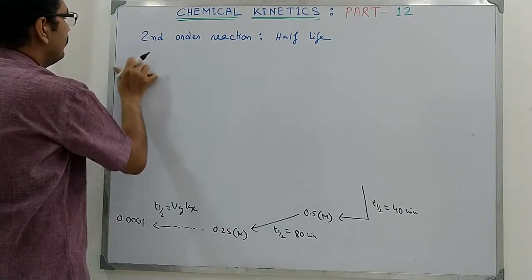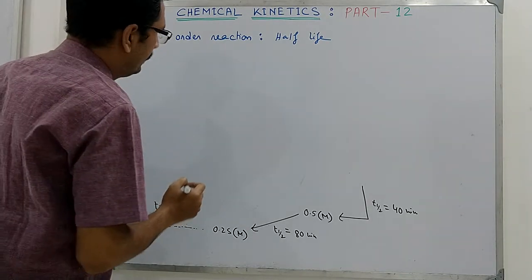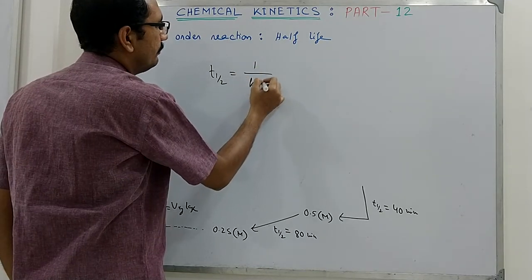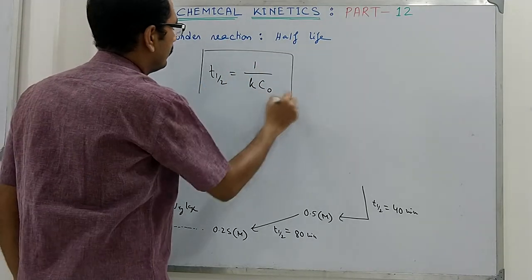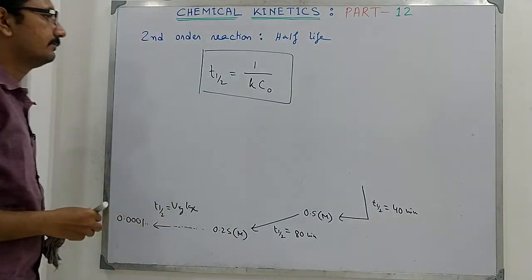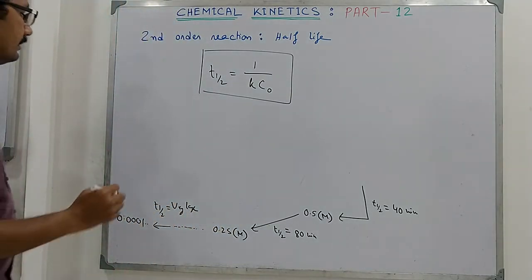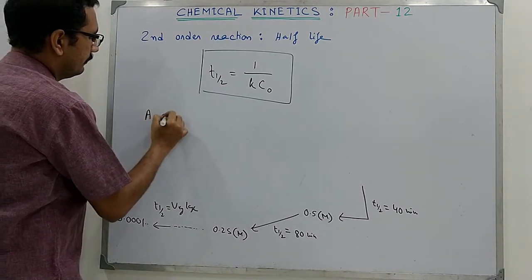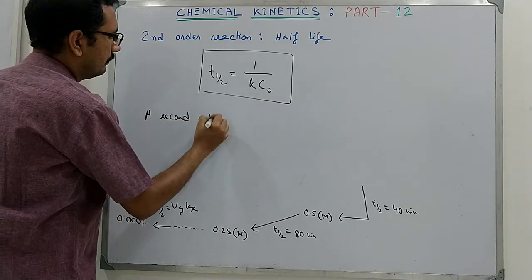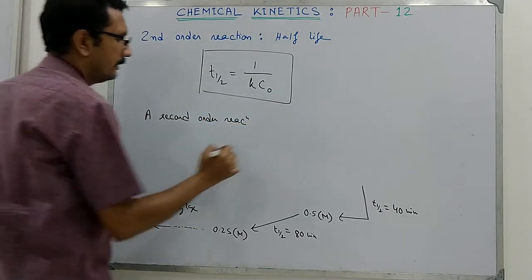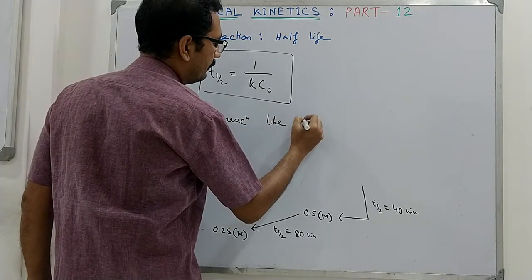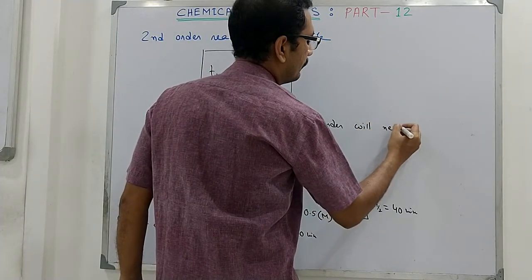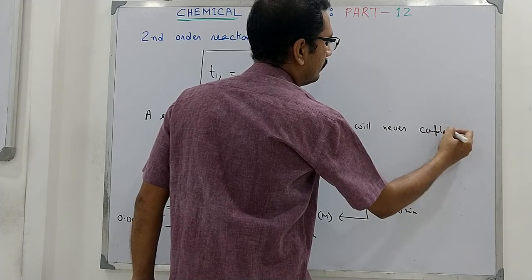And for first order, we have the half-life independent of initial concentration, but in case of second order reaction, we get the half-life dependent on the initial concentration, and it is inversely proportional. So we can conclude that a second order reaction, like first order, will never complete.